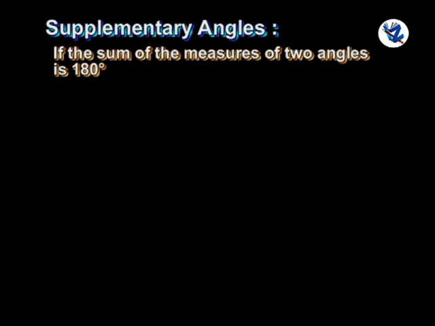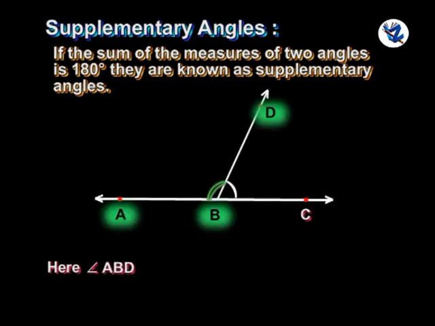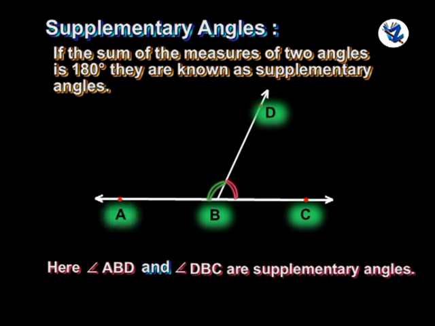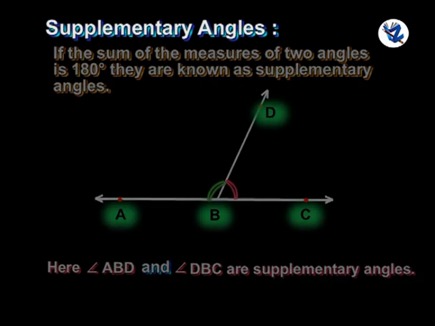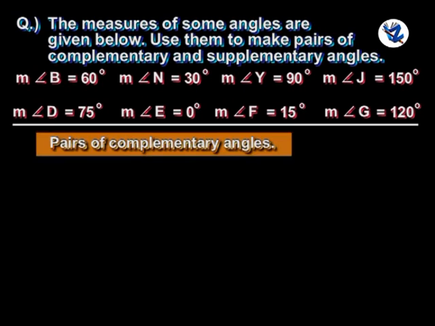Next, supplementary angles. If the sum of the measures of two angles is 180 degrees, they are known as supplementary angles. Here, angle ABD and angle DBC are supplementary angles. Now, the measures of some angles are given below. Use them to make pairs of complementary and supplementary angles. We will make the pairs of complementary angles. We will find out the pairs of such angles whose addition of measures will be 90 degrees.